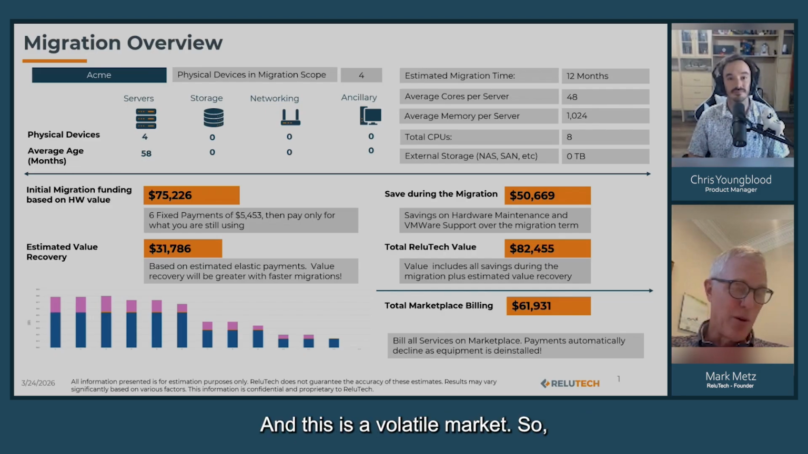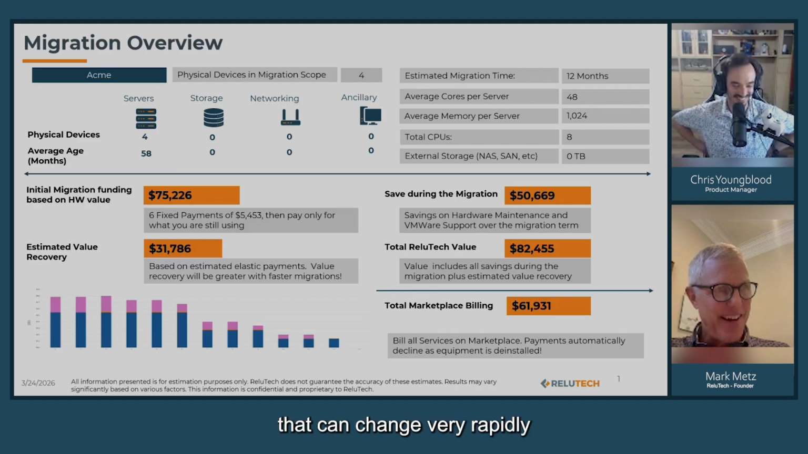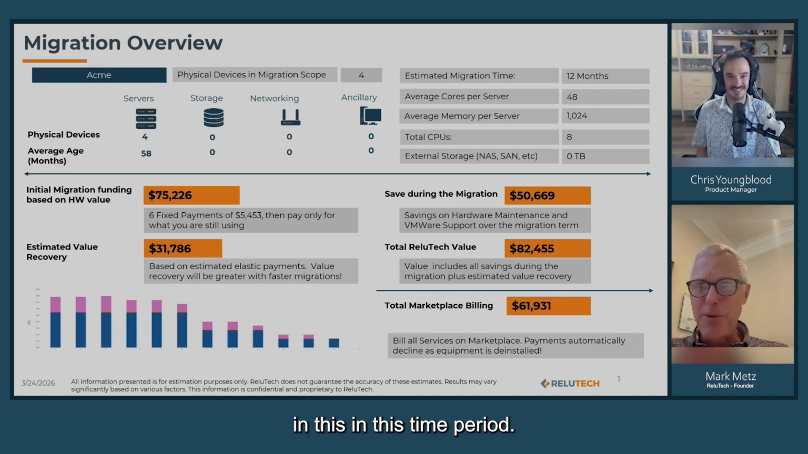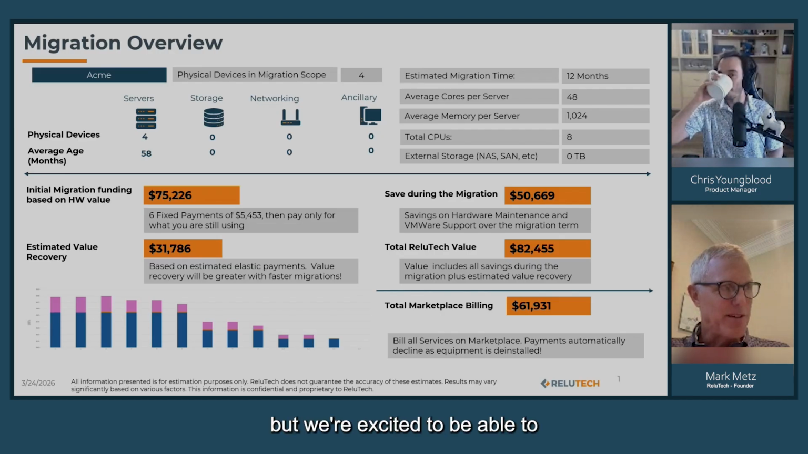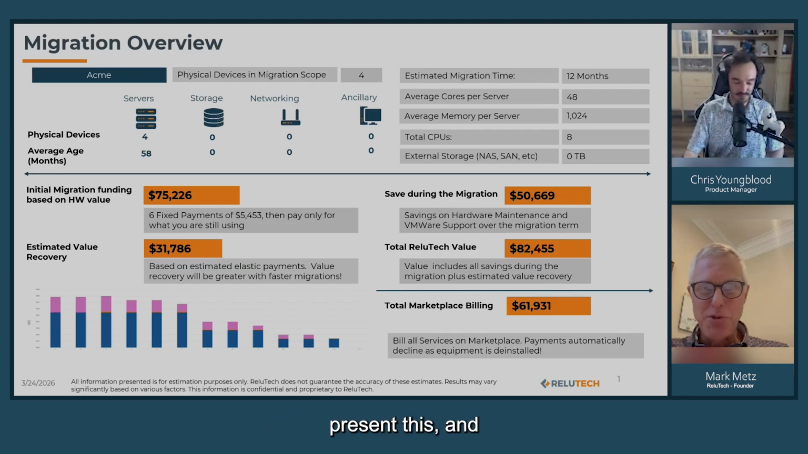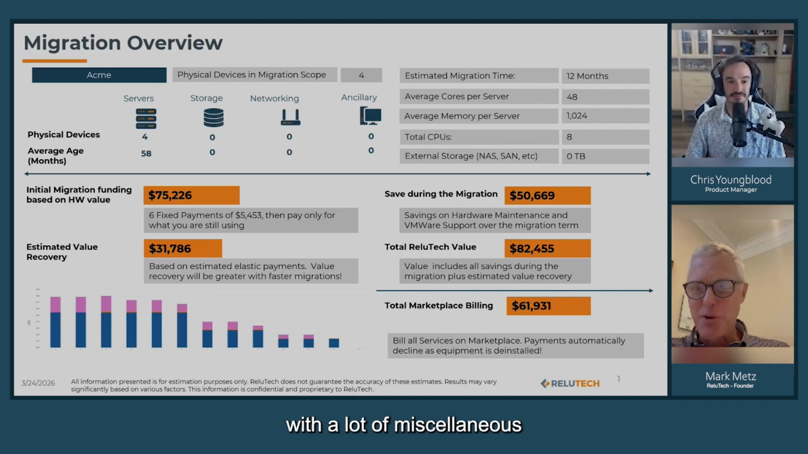Yeah, absolutely. And this is a volatile market. So it's hard to say. It's a lot of math to make it hard, and a lot of math that can change very rapidly in this time period. But we're excited to be able to present this, and whether it's 4 servers or 4,000 servers with a lot of miscellaneous devices, the process and what we deliver is still basically the same.